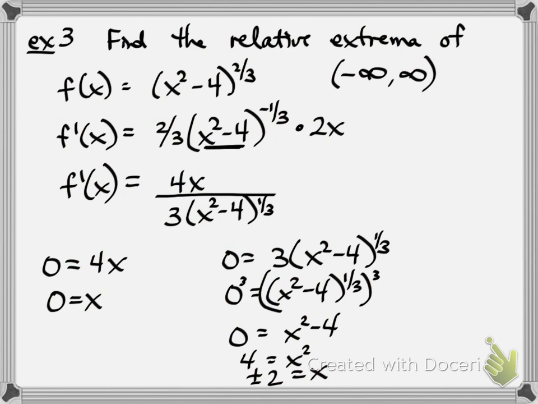I'm afraid I had already gotten through the next example too. We're going to find the relative extrema for f of x equals x squared minus 4 to the 2/3. They did not specify an interval, so we're using negative infinity to infinity. This is a chain rule question where we're ready to do our derivative. You need to notice that there's an inside part and an outside part. We have a chain rule question, so we've got to treat that x squared minus 4 as just a quantity to the 2/3. You know what? Let's just do this from scratch.